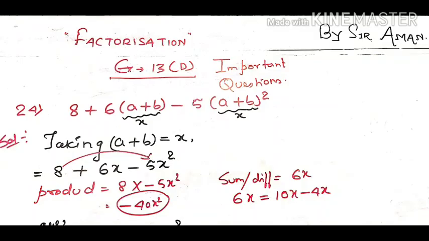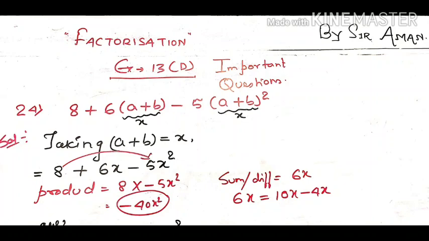Let us see another question. Question is here. Now in the second term and third term, can you see, I have underlined there, a plus b is the same. We can take a plus b is equal to x. Why will we take it? Because we will change it into standard form. Okay, so it will become 8 plus 6x minus 5x square.